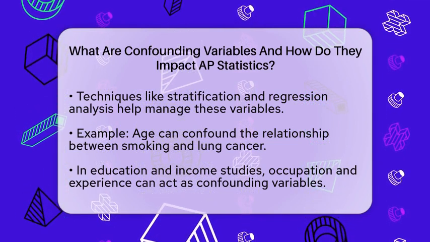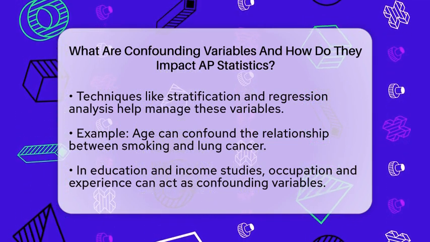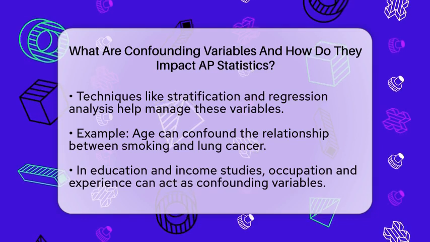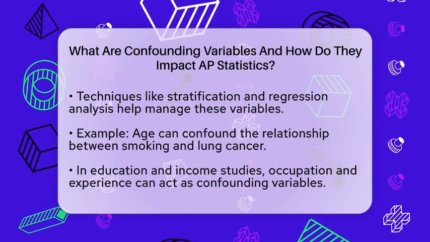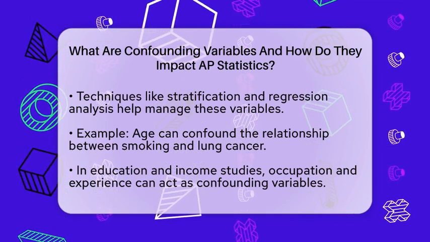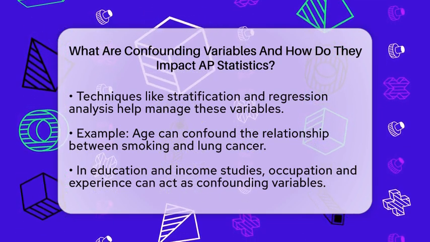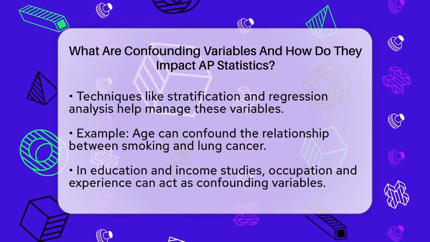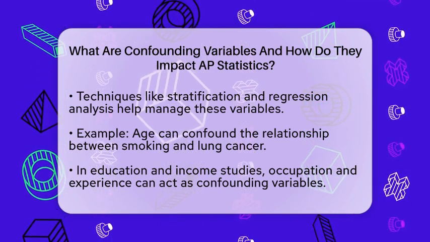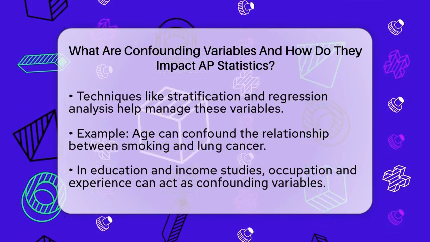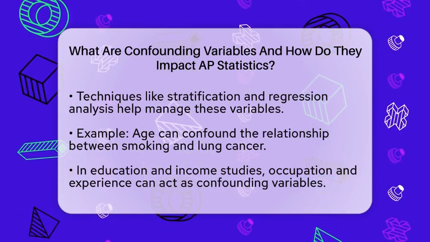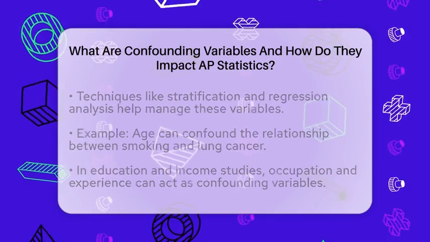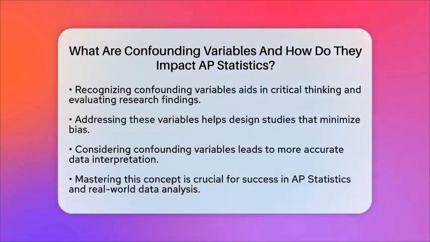Another example is the relationship between education and income. In studies examining this, occupation and years of experience can act as confounding variables. Certain jobs pay more regardless of education level. If these factors are not considered, the study might incorrectly conclude that education has a stronger impact on income than it actually does.